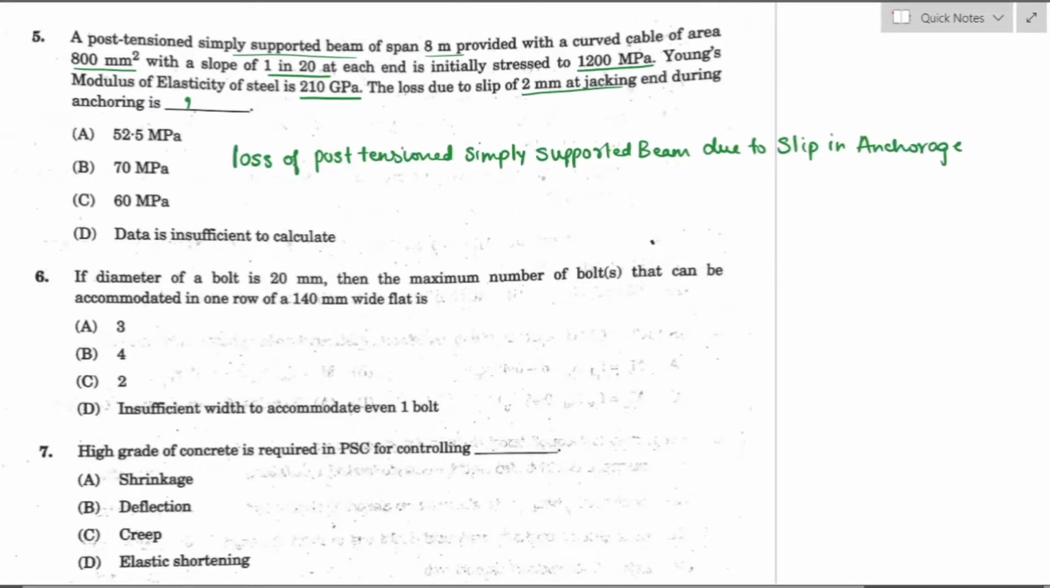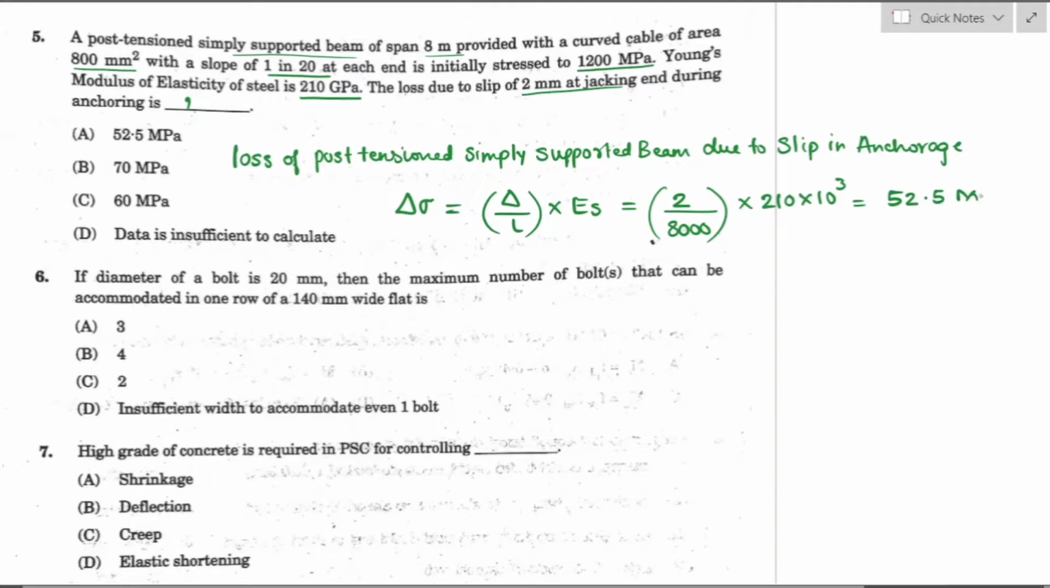We know that loss of post-tension simply supported beam due to slip in anchorage is given by the formula delta divided by length of simply supported beam multiplied by its modulus of elasticity of steel. Delta is the loss due to slip of anchorage which is given as 2 mm. L is the length of simply supported beam which is given as 8 meter. Modulus of elasticity of steel which is given as 210 gigapascal, so 210 into 10 to the power of 3. So the loss of post-tension simply supported beam will be 52.5 megapascal. So the right answer is option A.